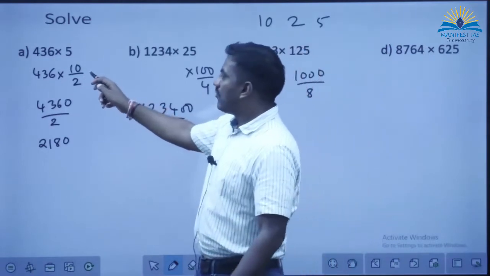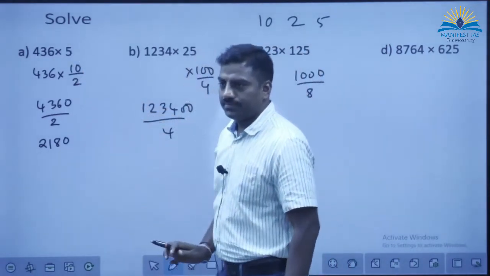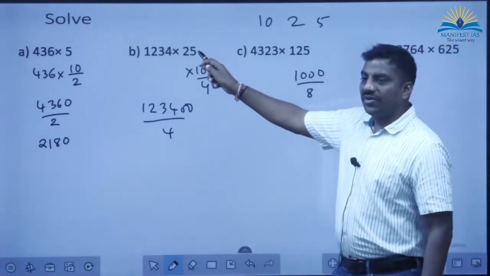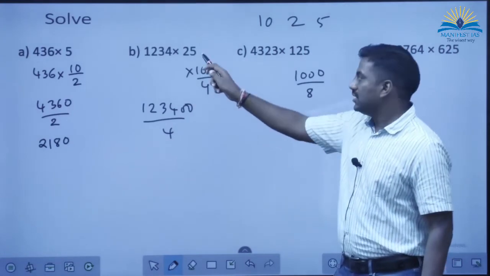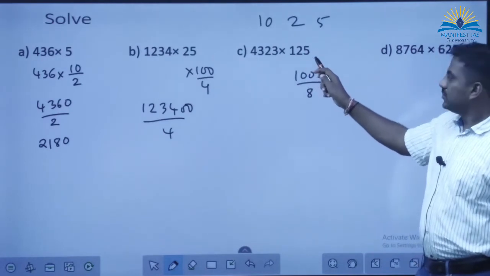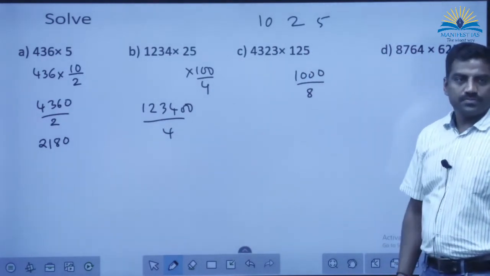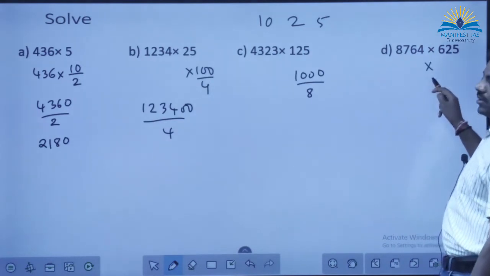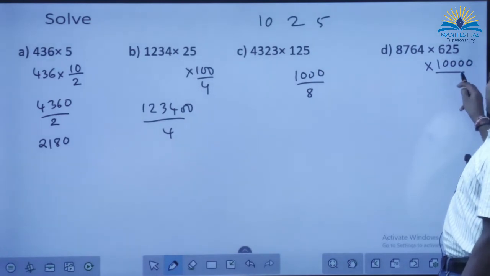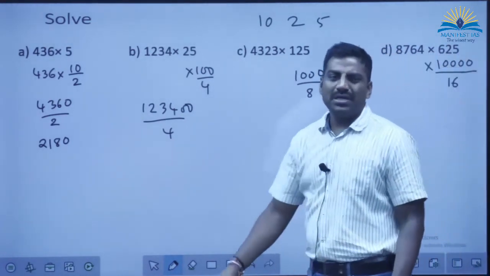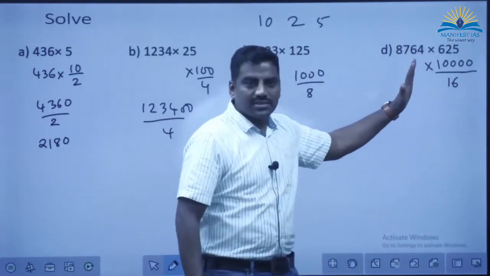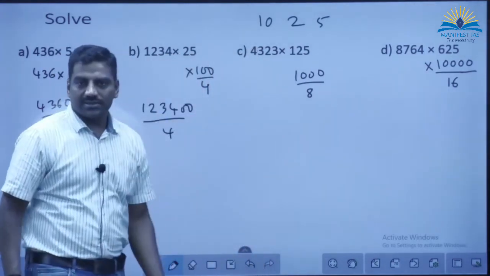See, here 10, 1 5 and 1 2. Here 100, 2 zeros, 5 into 5, 2 into 2. This is 5 square, this is 2 square, this is 10 square. 5 cube, 10 cube, 2 cube. Here, this is 5 to the power of 4. So that is why 10 to the power of 4 divided by 16. But this we hardly use, okay? Even if you forget this, it's okay. But you remember these three things.